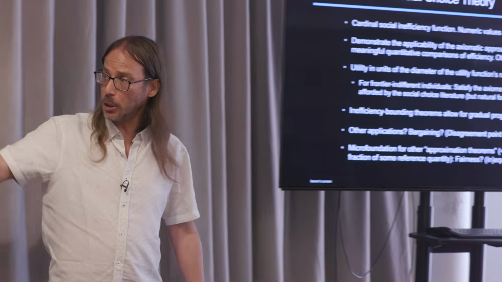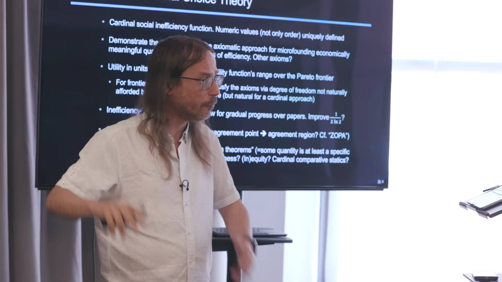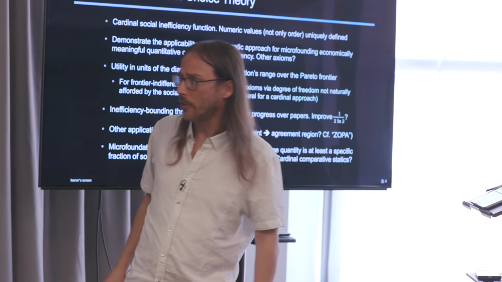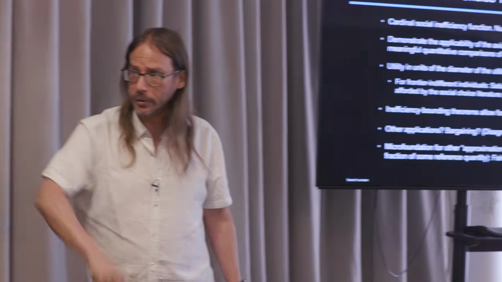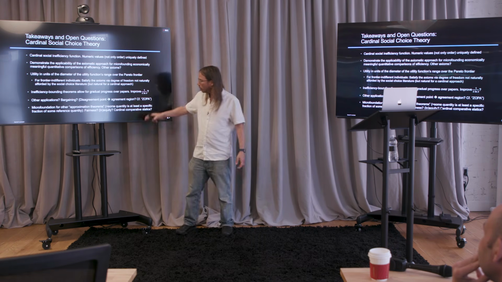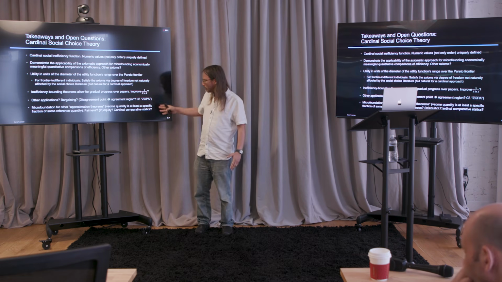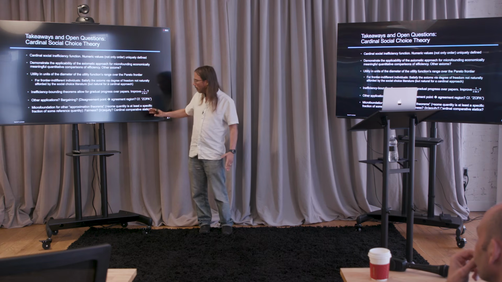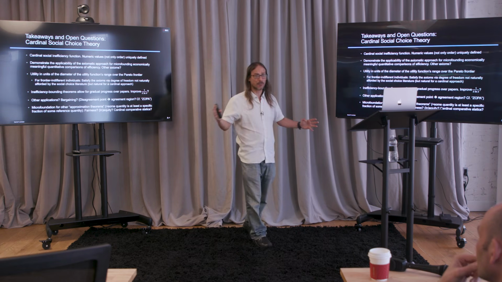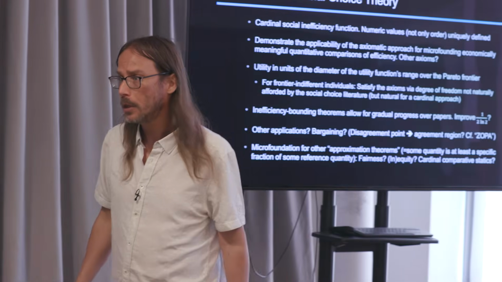Inefficiency bounding theorems allow us gradual progress over papers. We didn't try to improve this 1/2 ln 2. It's what came when we translated in a naive way the proof from the price of anarchy of RSD paper. Maybe this could be improved. What about other applications? What about bargaining? Instead of a disagreement point, we have an agreement region. Management science textbooks talk about framing bargaining with respect to a zone of possible agreement. Maybe there's something there, I don't know.